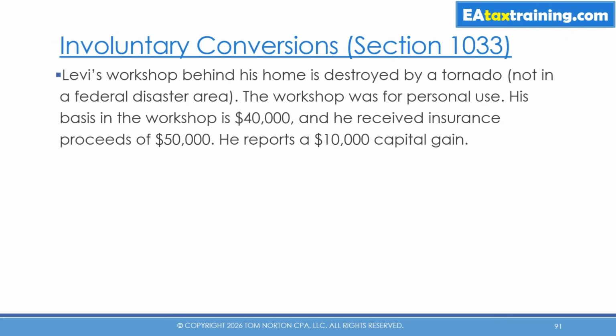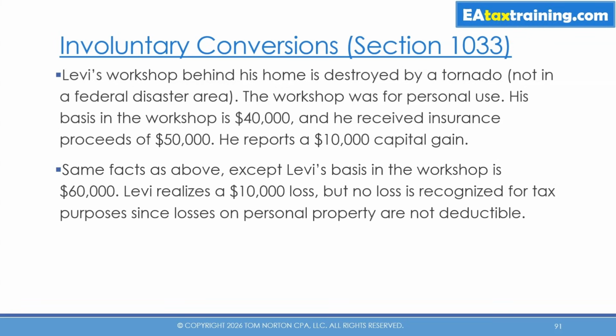Levi's workshop behind his home is destroyed by a tornado. The workshop was for personal use. His basis in the workshop is $40,000, and he received insurance proceeds of $50,000. He reports a $10,000 capital gain. Next, same facts as above, except Levi's basis in the workshop is $60,000. In that case, Levi realizes a $10,000 loss, but no loss is recognized for tax purposes since losses on personal property are not deductible. If it had been a business asset, he would have been able to take a loss on it, but since it was for personal use, no loss.